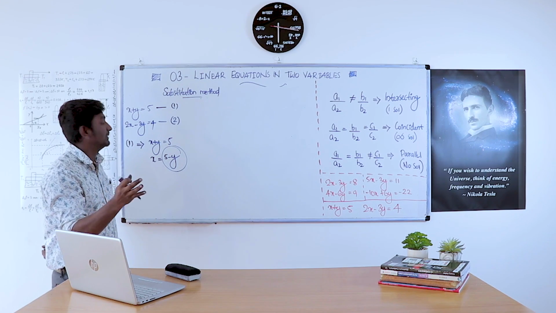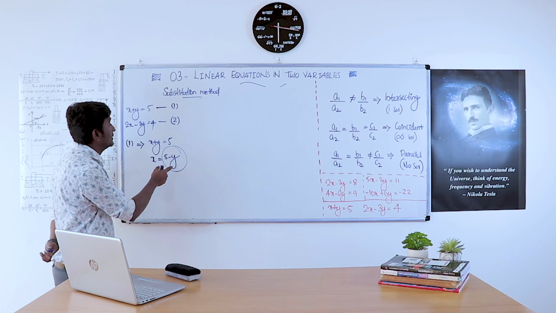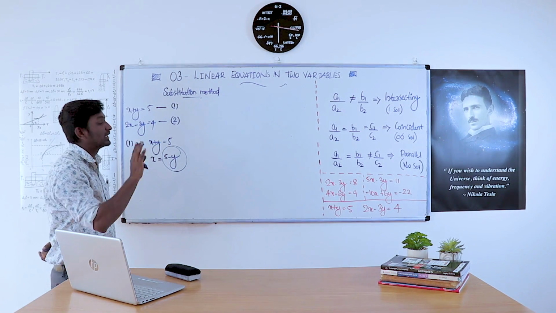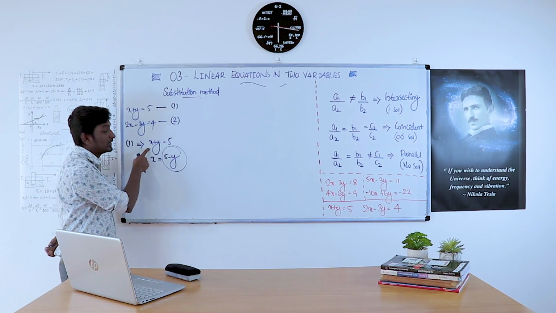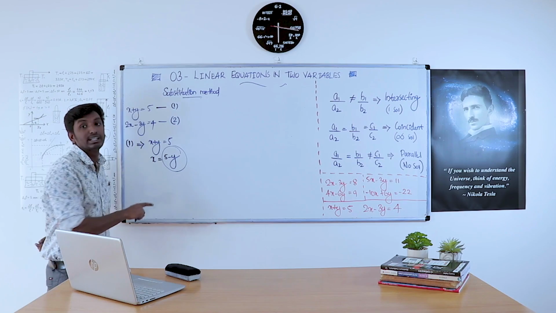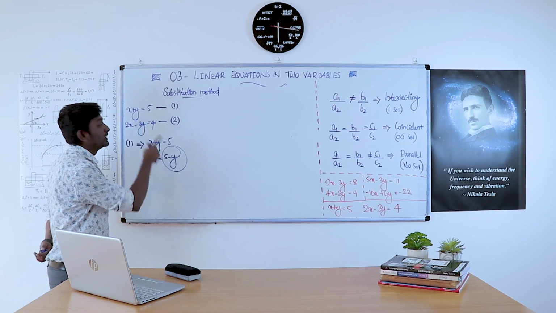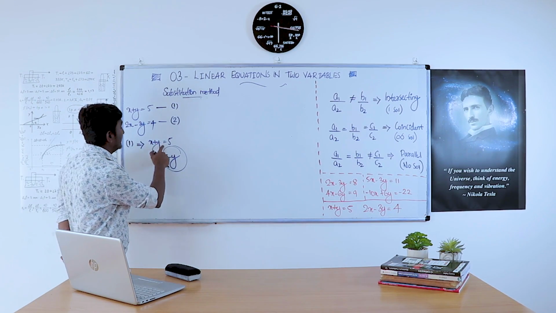Then step number 3, substituting this value in the next equation. Not in the selected equation, but in the next equation. If I have selected the first equation, we need to substitute it in the second equation. If I select the second equation, we need to substitute it in the first equation. Clear? So the first step is selecting any one equation.